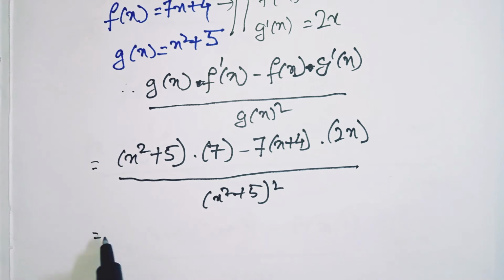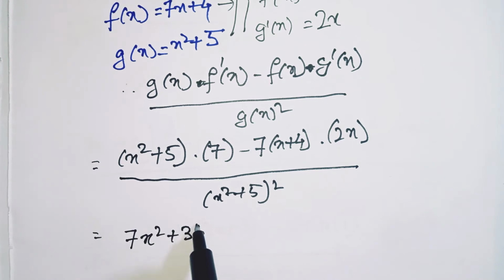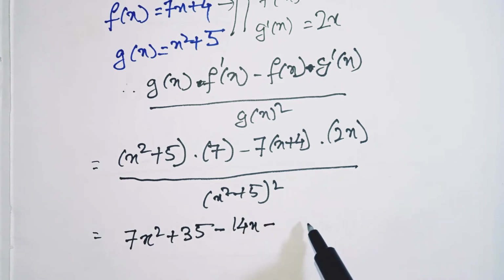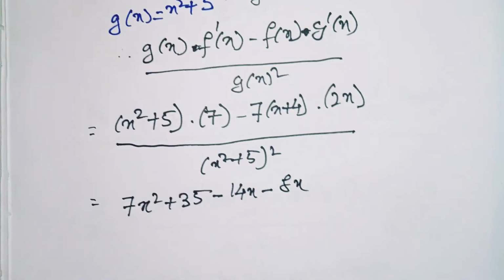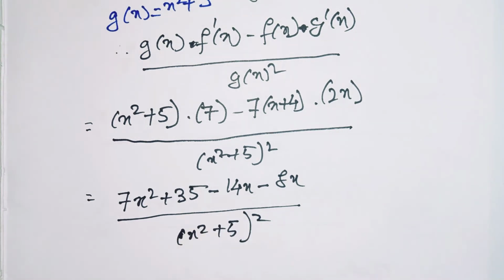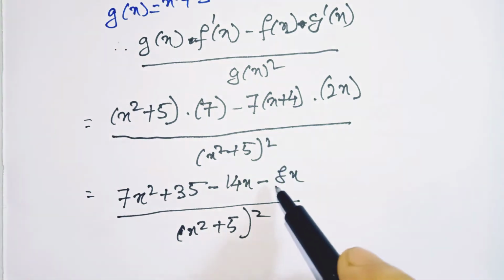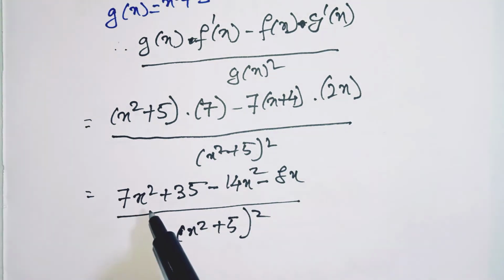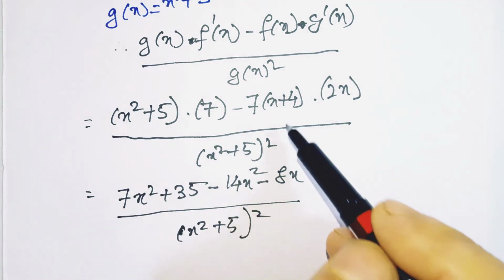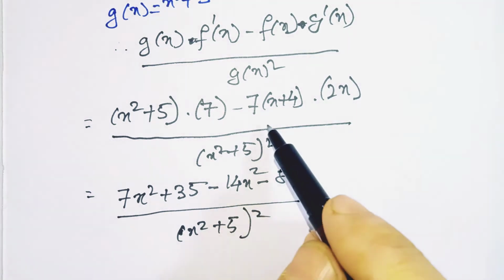Now if we open this term, how much would it be? It would be 7x squared plus 35. This one would be minus 14x squared and this would be minus 8x, right? And we put the denominator as x squared plus 5 whole squared, right? So that is how it is. So 7x squared and this 14, this would be 14x squared. I'm so sorry for this. X squared plus 5 minus 7x minus 4. So it would be 35 minus 14x squared, right?